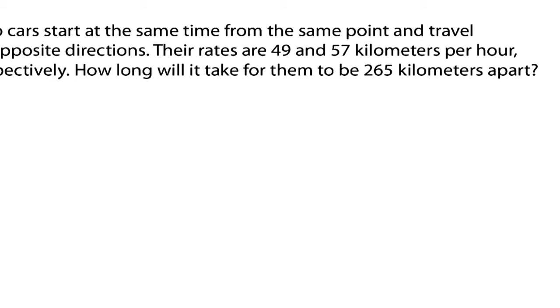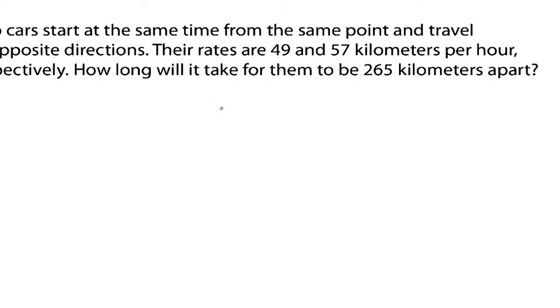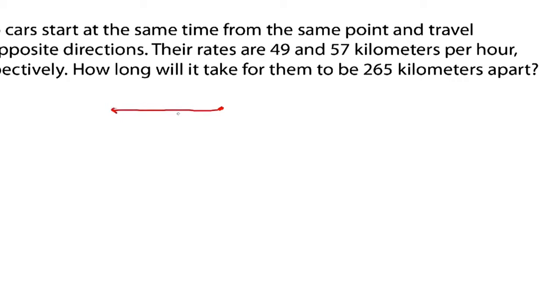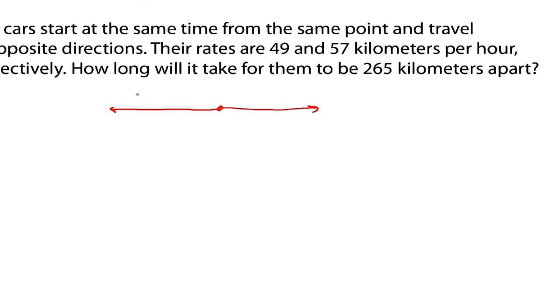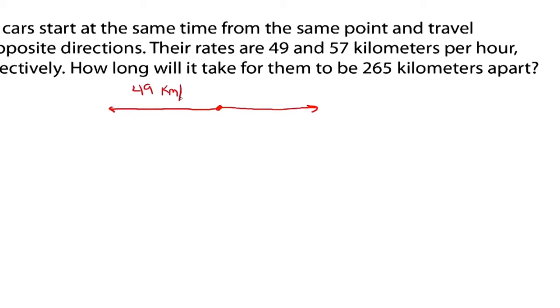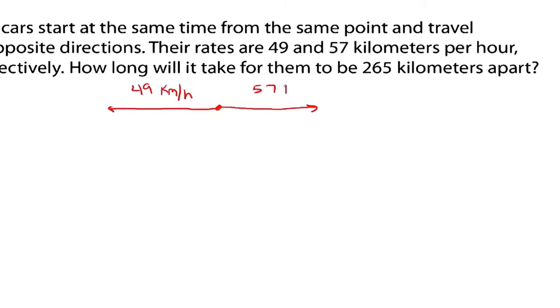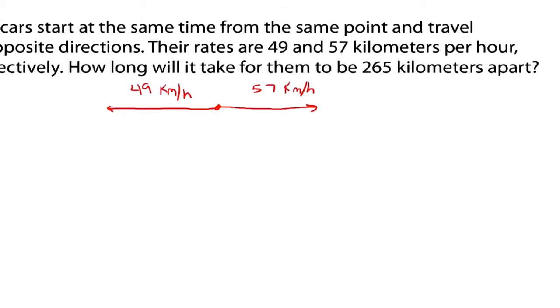First off, we need to make sure we understand what is happening, right? We've got a point, and we have one car going off in this direction and one car going off in this direction from our point, because they're going in opposite directions. Let's say this one's going 49 kilometers per hour, and let's say this one's going 57 kilometers per hour. Just so we have a picture of what is really happening.